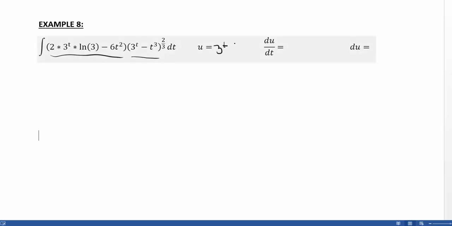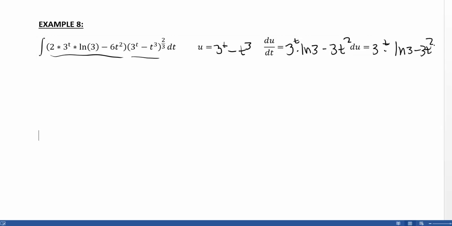And again, our u does not include the power, it's just the inside function. So our du dt is the derivative of u, which is going to be 3 to the t times the natural log of 3, which is the base here, minus 3t squared. So our du is 3 to the t times the natural log of 3 minus 3t squared dt.